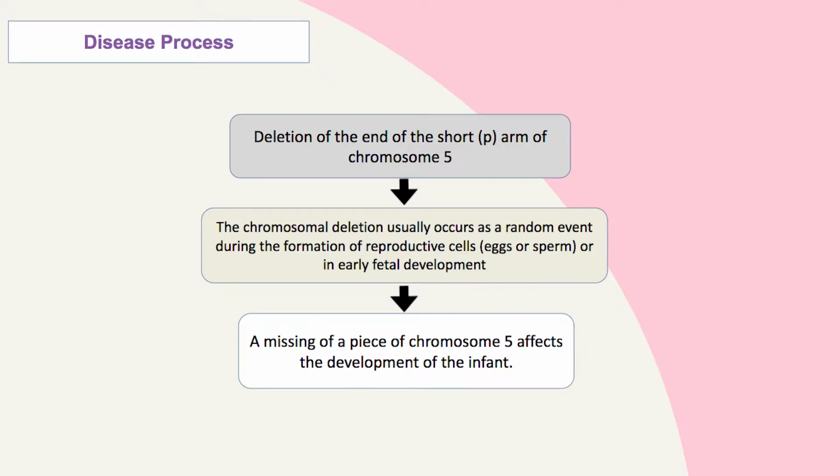For the disease process, deletion of the end of the short or P arm of chromosome 5, which leads to the chromosome deletion, usually occurs as a random event during the formation of reproductive cells, which is the eggs or sperm, or in early fetal development. A missing piece of chromosome 5 affects the development of the infant.